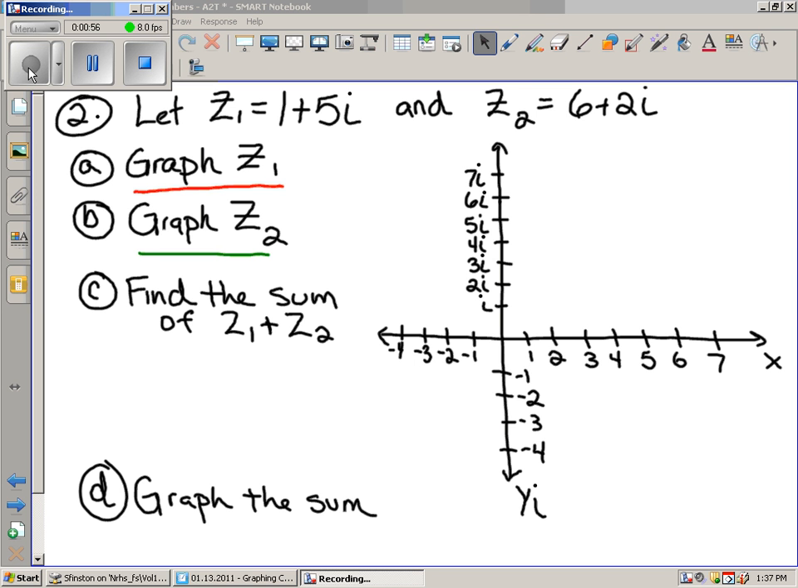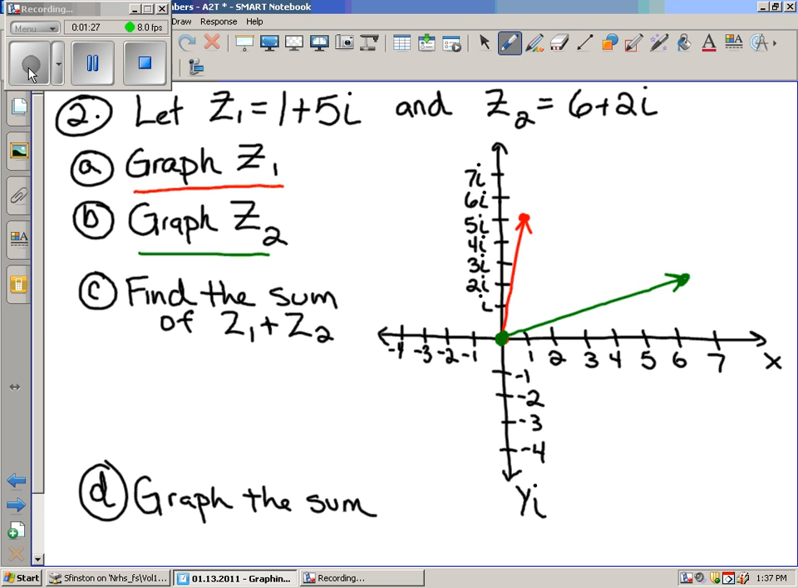So now we're going to be graphing two different vectors, and we're also going to be graphing their sum. I'm going to do the first vector, z1, which is 1 plus 5i, in red. So I start at the origin, I go over to 1, and I go up to 5i. There it is. That's A. Let's do z2 in green. I'm going to start at the origin. I'm going to go over 6 and up 2. And there is z2. Piece of cake.